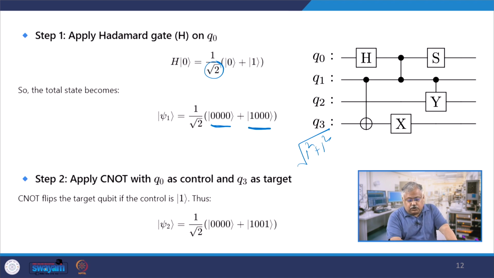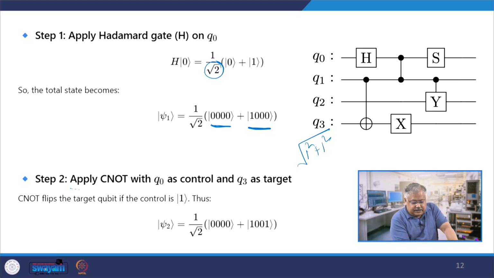So, 0 0 0, when you apply the Hadamard gate, you get this state and this state. Basically the matrix multiplication takes place and you get 1 0 0 here. Now, after that apply the CNOT gate with Q0 as control and Q3 as target. The CNOT flips the target qubit if the control is 1. If the control is 1, we will flip it.